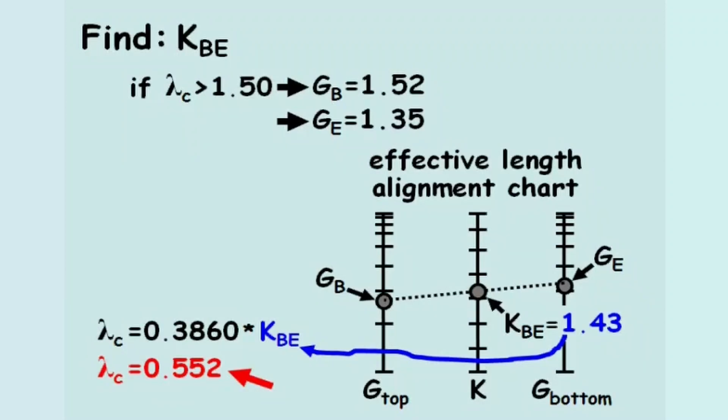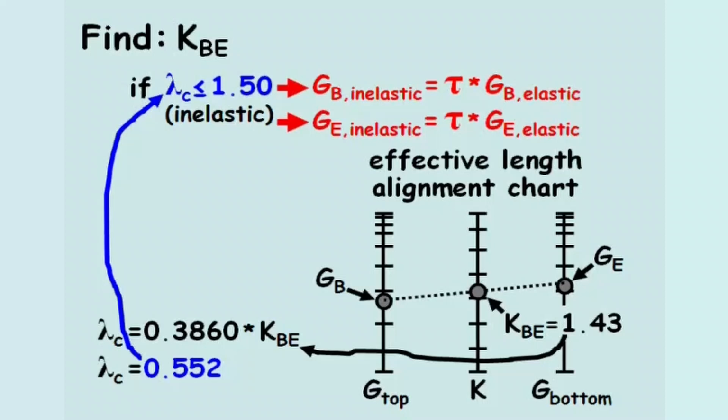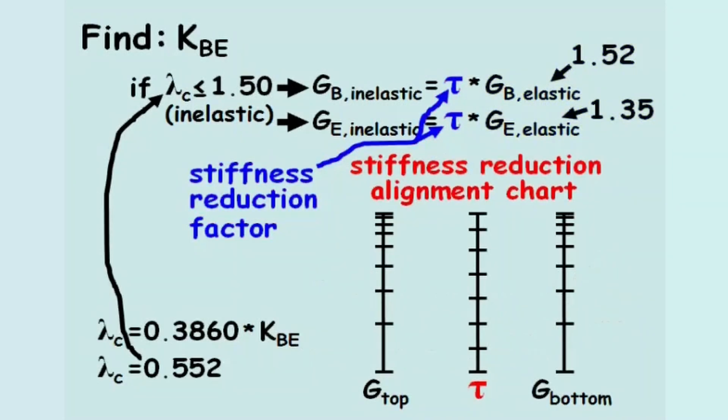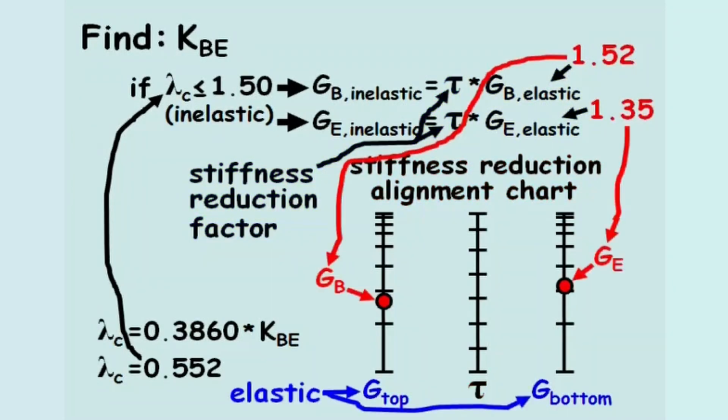Therefore, we know the end condition coefficients we calculated must be multiplied by tau, so we can find the inelastic end condition coefficients. From before, we know GB and GE for the elastic case, and tau represents the stiffness reduction factor, which can be determined using the stiffness reduction alignment chart, where the elastic end condition coefficients are plotted out as before, and tau BE equals 0.83.